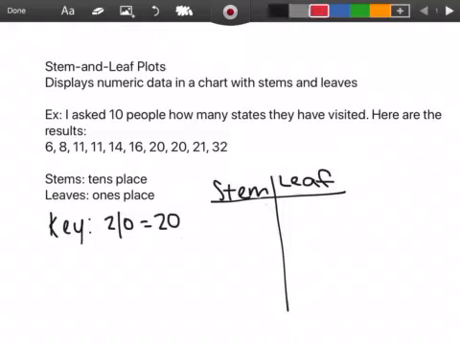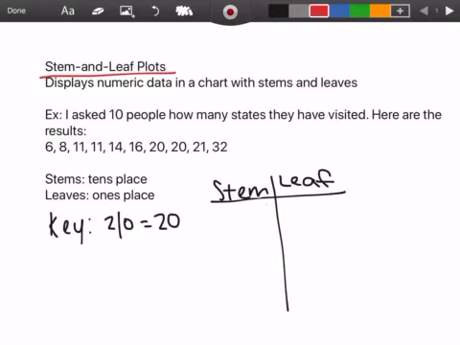Videos over stem and leaf plots and histograms. We're going to start with stem and leaf plots. Stem and leaf plots display numeric data in a chart with stems and leaves. So I have an example of me asking 10 people how many states they have visited.